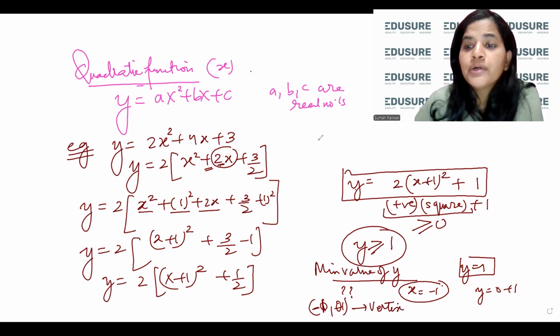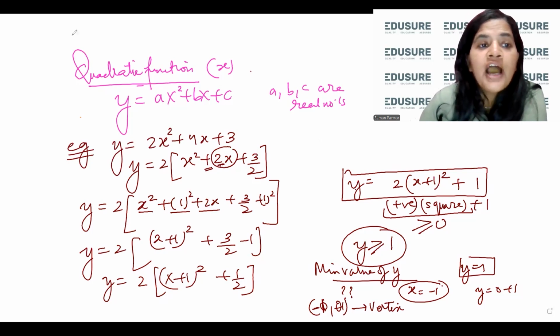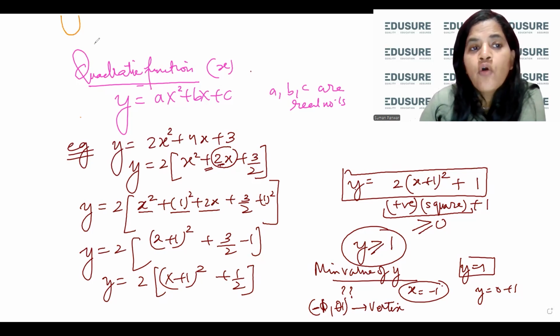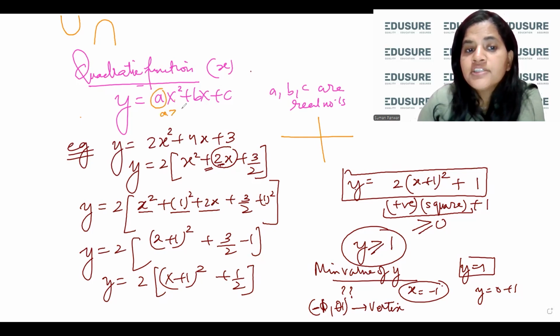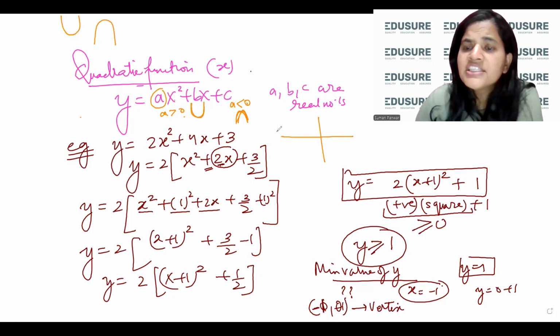And how do we make the vertex? Whenever we have a quadratic function, the graph will either be a U like this or an inverted U. Now, whenever the coefficient of x square, which is a, is positive, I will get a U-shaped graph. And whenever a is negative, I will get an inverted U-shaped graph. Okay. So now let's try to make a rough figure. Here a is positive because a is 2, so we'll get a U-shaped graph.